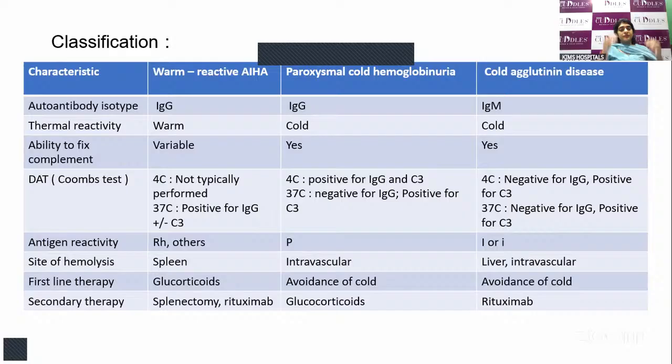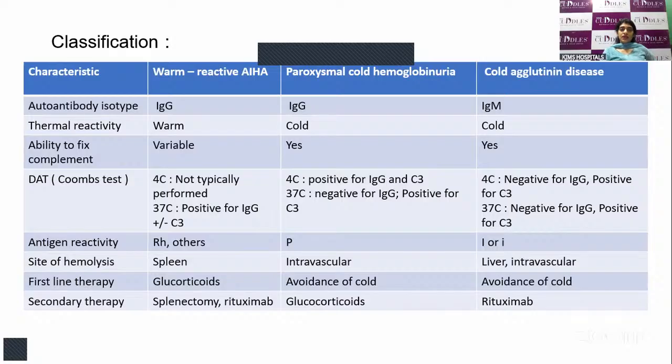Coming to antigen reactivity, Rh antibodies are predominant in warm reactive AIHA, followed by PCH, where P antibody antigen reactivity is quite prevalent, and in cold agglutinin disease, capital I or small i antigen reactivity is predominant. The spleen is the major site of hemolysis for warm reactive AIHA, and intravascular hemolysis is most common in paroxysmal cold hemoglobinuria and cold agglutinin disease. When I'm saying intravascular hemolysis, generally what we do is urine for RBCs, urine for hemoglobin. That comes positive in PCH and CAD.